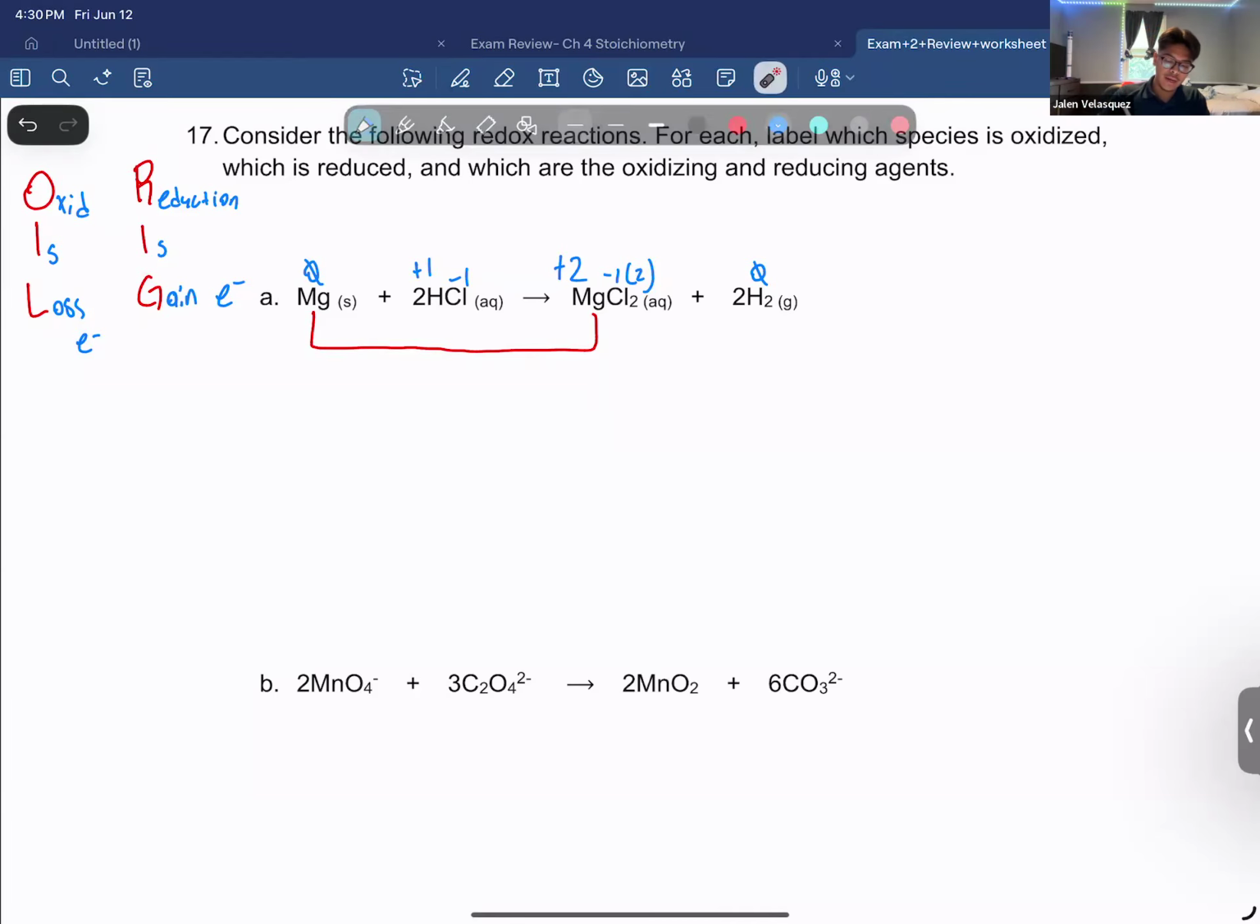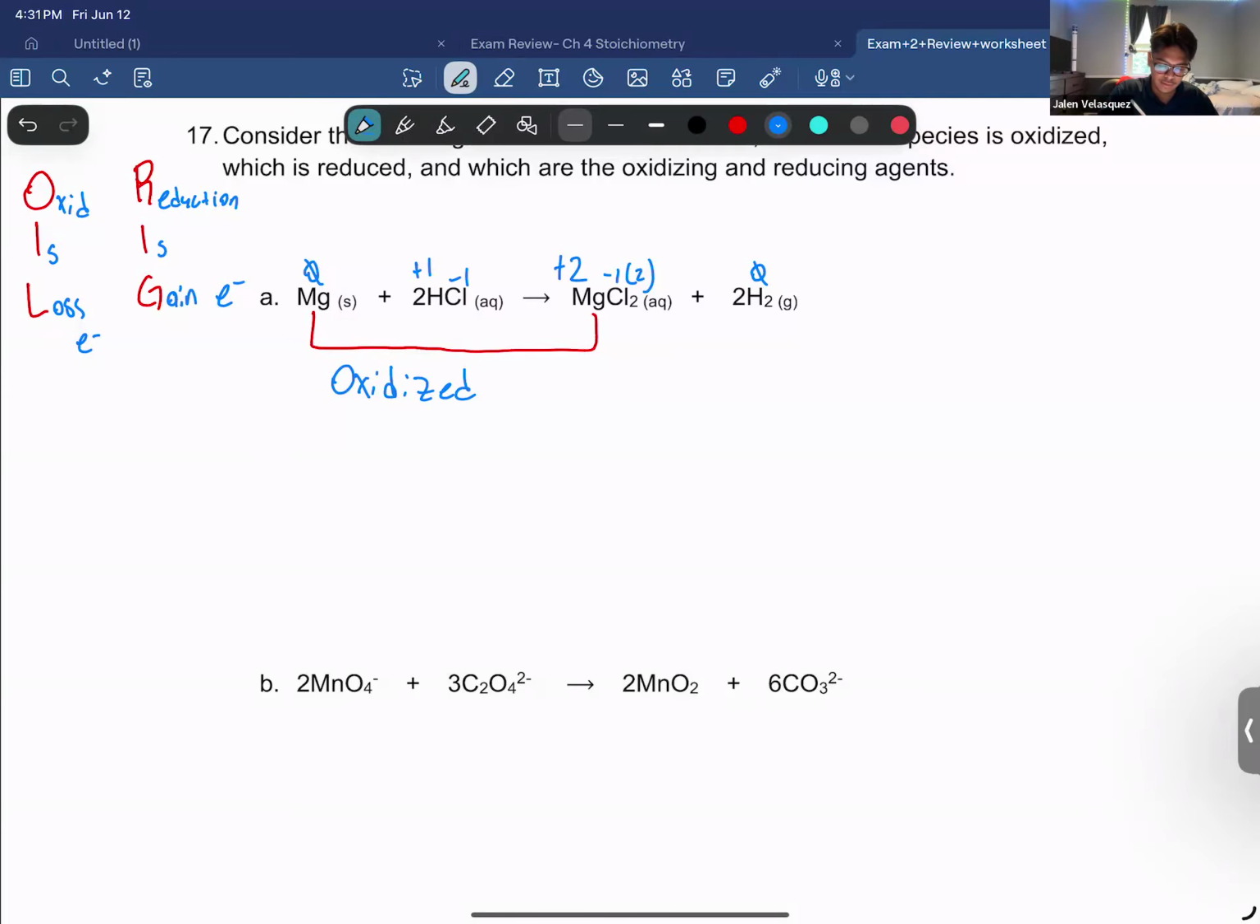So we're getting more positive, and we are losing electrons. What do we call the loss of electrons? That is oxidation. So magnesium here is oxidized. I always spell this wrong. Oxidized. Because it is oxidized, that will also make it the reducing agent. And I'll explain that part at the end.